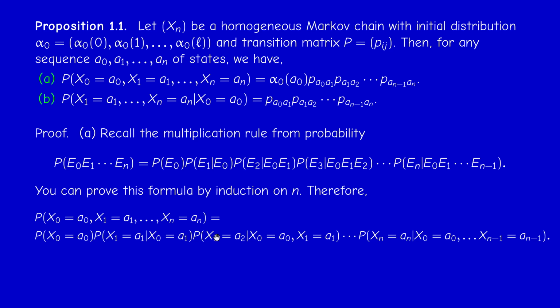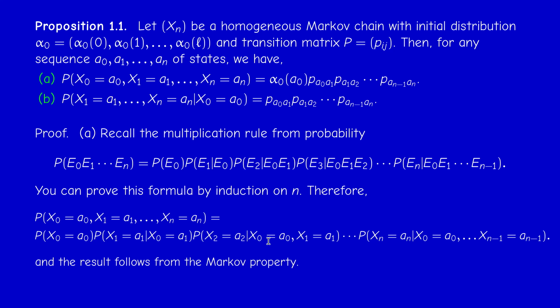And now if you look at the third term, P(X2 equal A2 given X0 equal A0 and X1 equal A1), the Markov property tells me that I can eliminate the X0 condition. So this is the past, present, future. And same thing for the last term, we can eliminate everything up to X(n-1). And that's it. So we get precisely the transition probabilities that I'm talking about. Okay, this illustrates the use of the Markov property in practice.